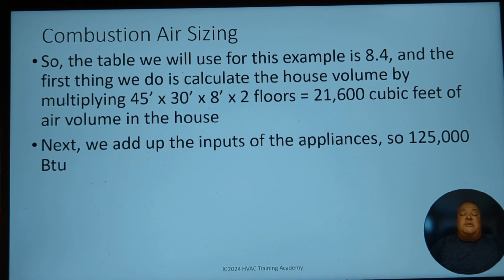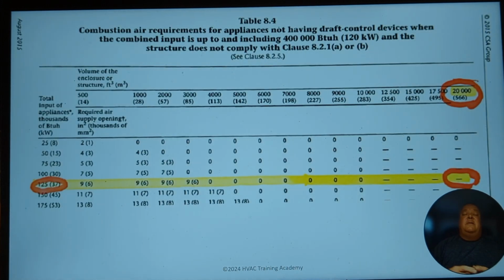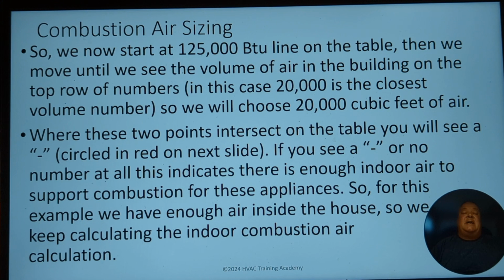And again, we're going to use 125,000 BTUs, but this time on table 8.4, because both appliances have no draft control devices. So when you look across here, you can see we get up to 20,000, and again, we've got a dash indicating that we have more than enough air to satisfy the requirements from inside that home.